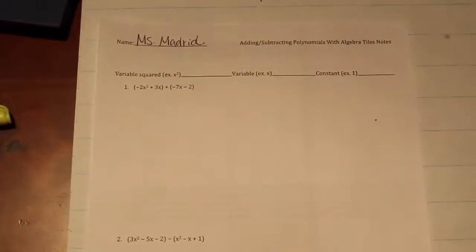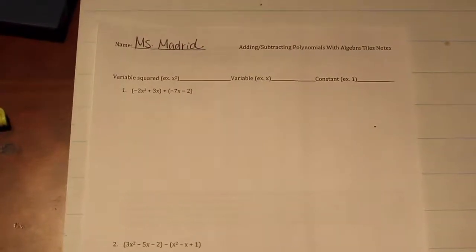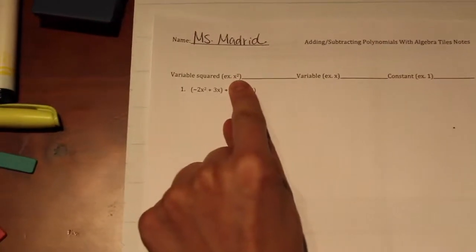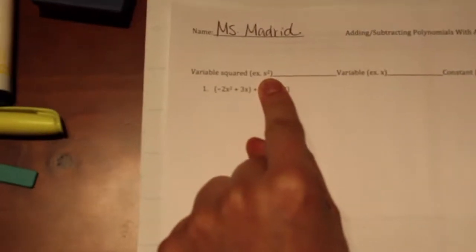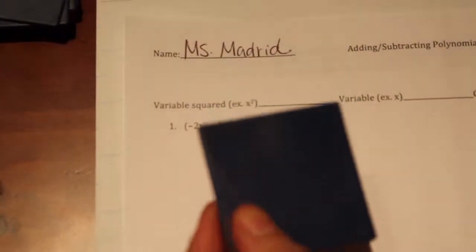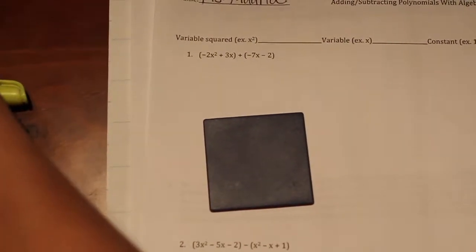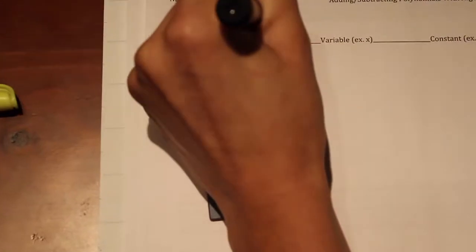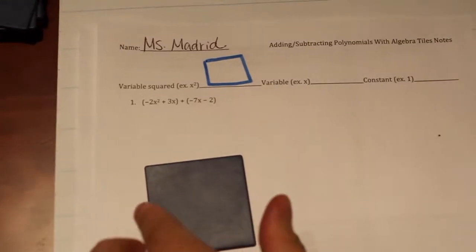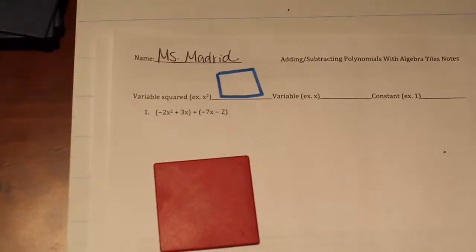Adding and subtracting polynomials with algebra tiles notes. In polynomial expressions, there may be a variable squared, for example, an x squared. For x squared, we will use this algebra tile. So let's draw that one on our notes. If you flip it over, the red represents a negative x squared.